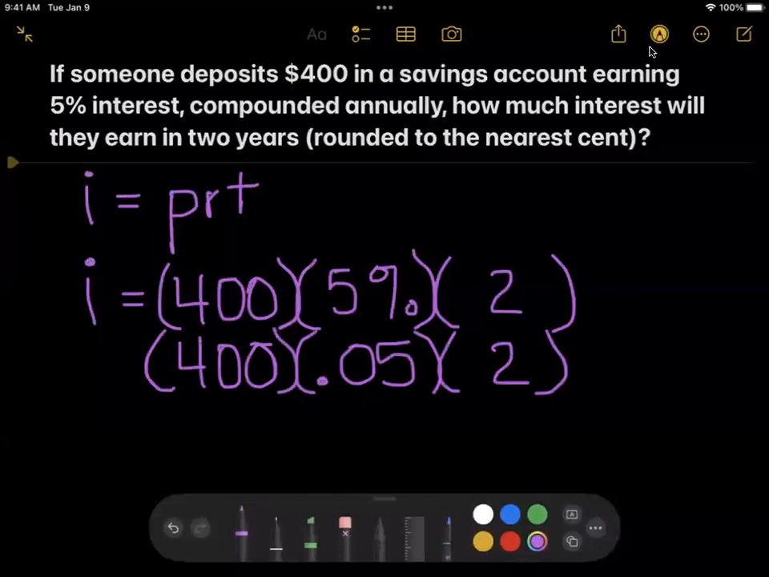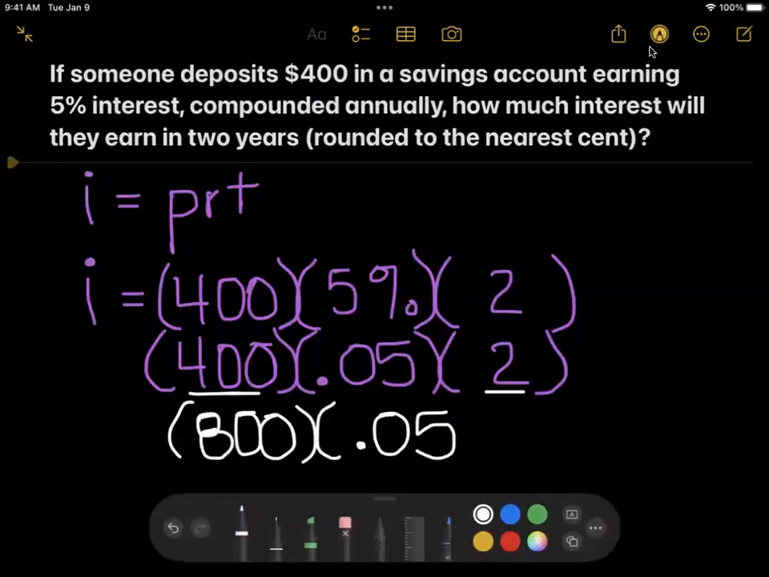So to find our interest, we need to multiply all these numbers together. Well, I'm going to choose to start with the 400 times 2 because remember with multiplication, you can do it in any order. So 400 times 2 is 800. And I chose to do it that way because I know I could do that in my head. So we're going to take 800 and multiply that by 0.05.